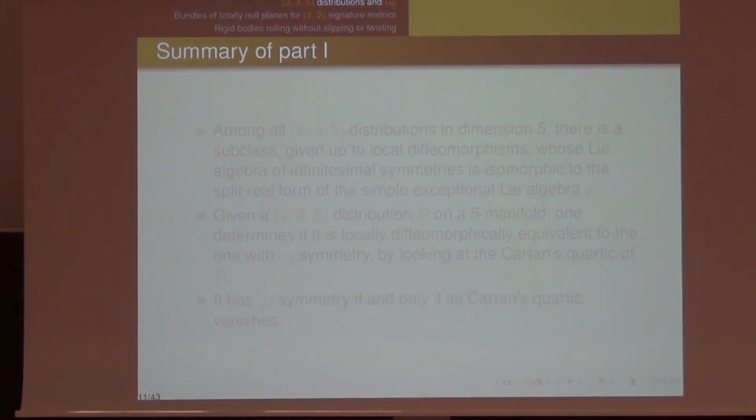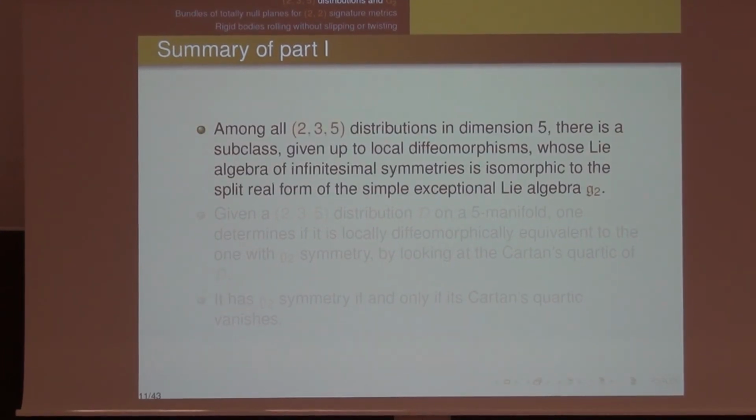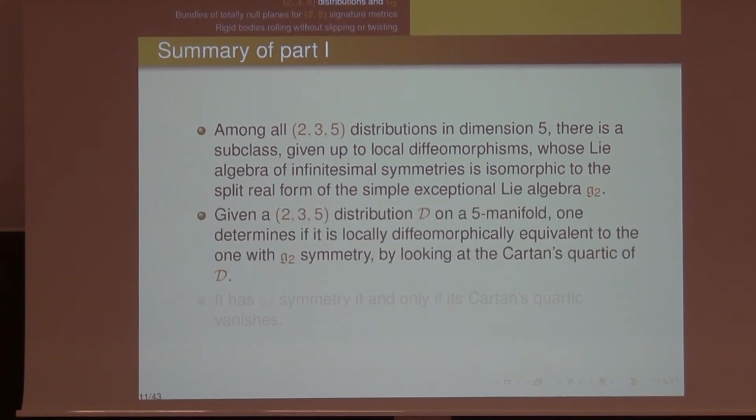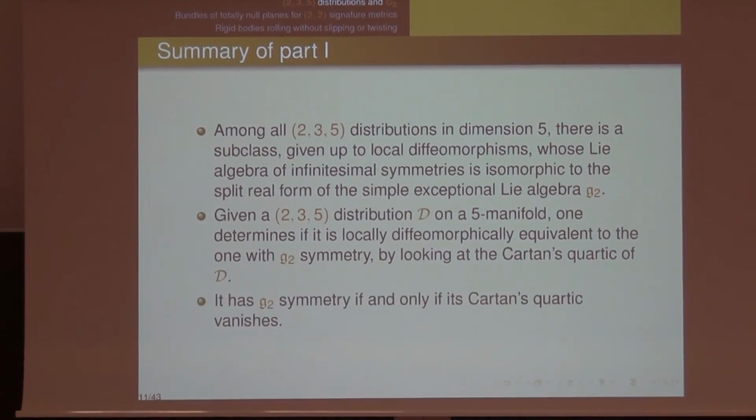So let me just summarize this. My talk has 3 parts. The first part is just the story about 2-3-5 distributions. As a summary of this, among all 2-3-5 distributions in dimension 5, there is a subclass, given up to local diffeomorphisms, whose Lie algebra of infinitesimal symmetries is isomorphic to the split real form of the simple exceptional Lie algebra G2. Given a 2-3-5 distribution on a 5 manifold, one determines if it is locally diffeomorphically equivalent to the one with G2 symmetry by looking at Cartan's quartic, and it has G2 symmetry if and only if the Cartan quartic vanishes.